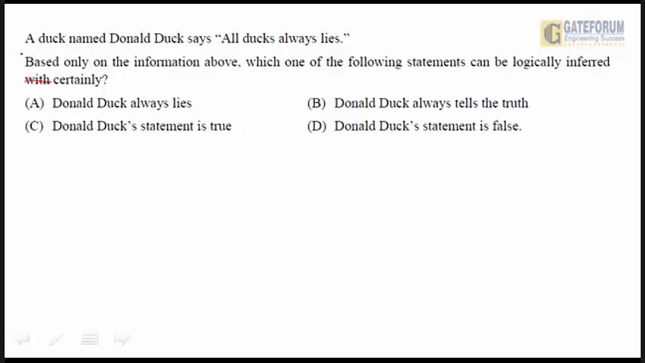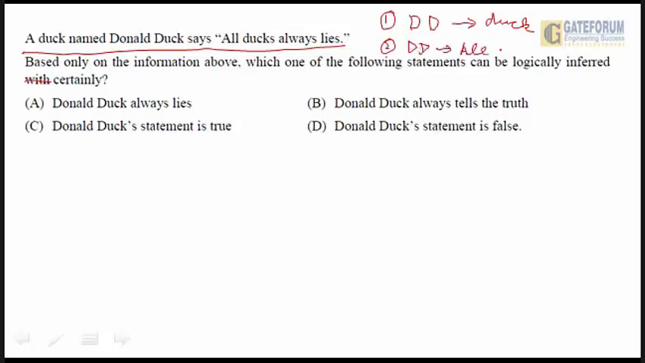First of all, from this first sentence, what can we conclude? Two things. One, Donald Duck is indeed a duck. A duck named Donald Duck. So Donald Duck is a duck. And number two, Donald Duck is saying that all ducks always lie, no exception, always lie.